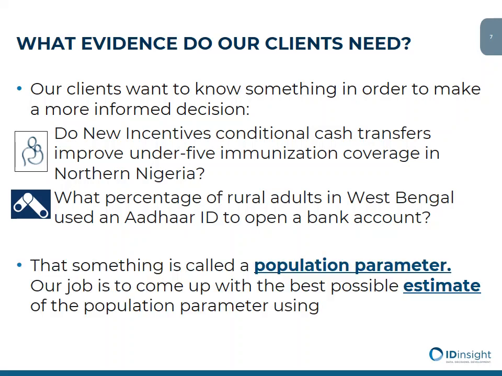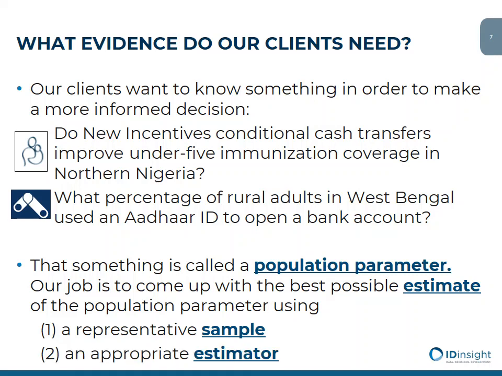That something our client wants to know is called a population parameter. However, that population parameter is often unknowable because we can't collect data from all individuals in the population at all points in time. And so our job is to come up with the best possible estimate of that parameter using a representative sample of individuals from the population and an appropriate estimator to back out the estimate from that sample.